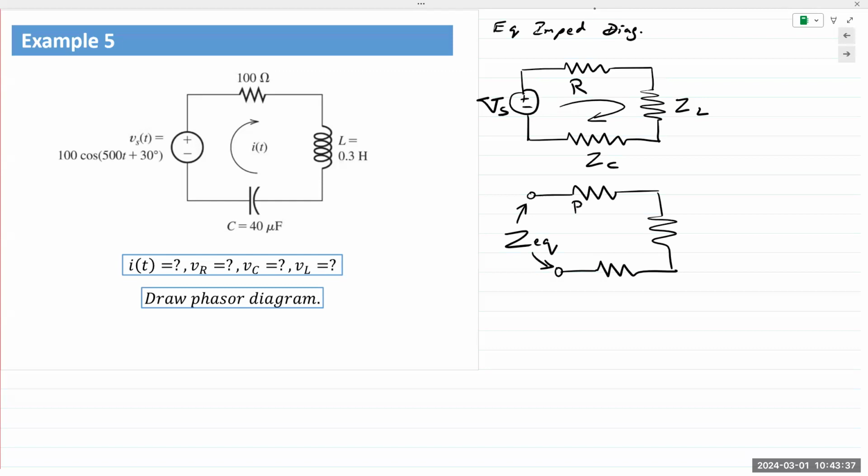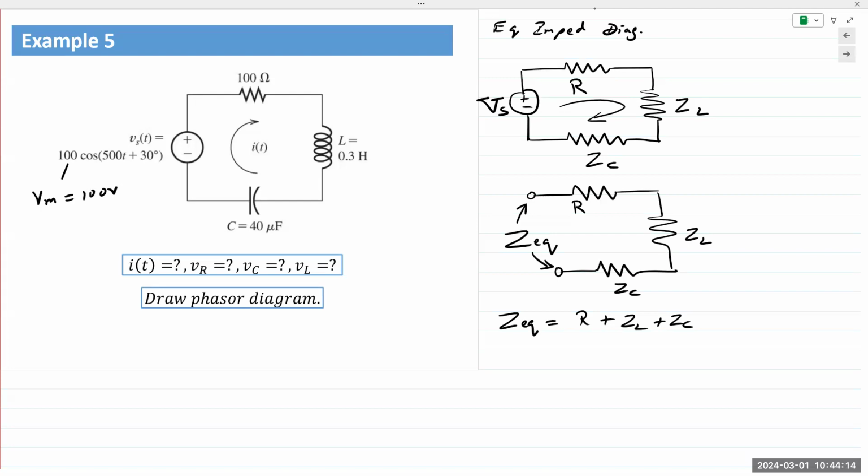So this, again, is R, ZL, ZC. Zeq in this case is simply R plus ZL plus ZC. We cannot add a resistor to an inductor to a capacitor, but we can add their impedances. Okay, we can add their impedances. So first step is to find ZL and ZC.